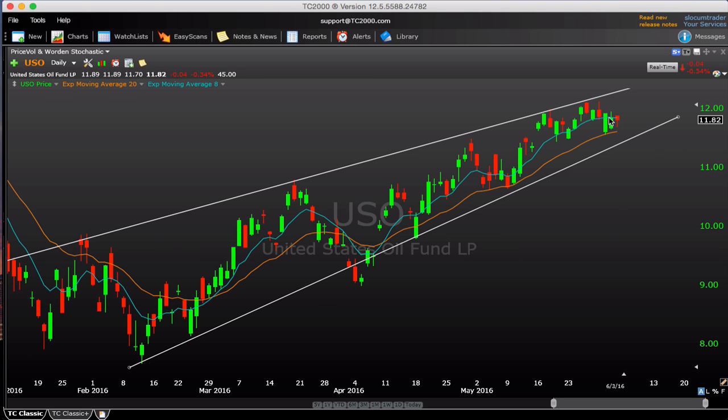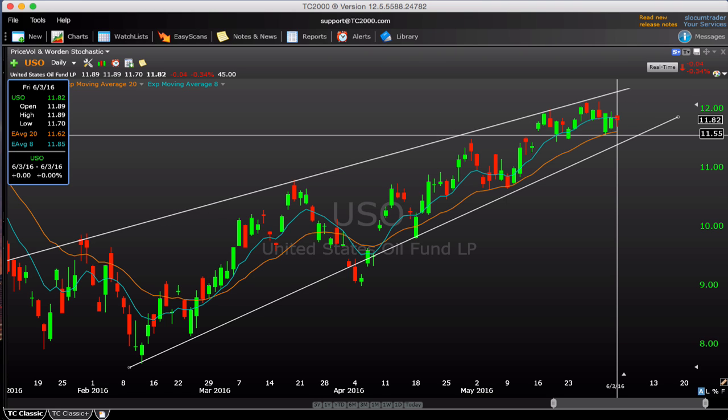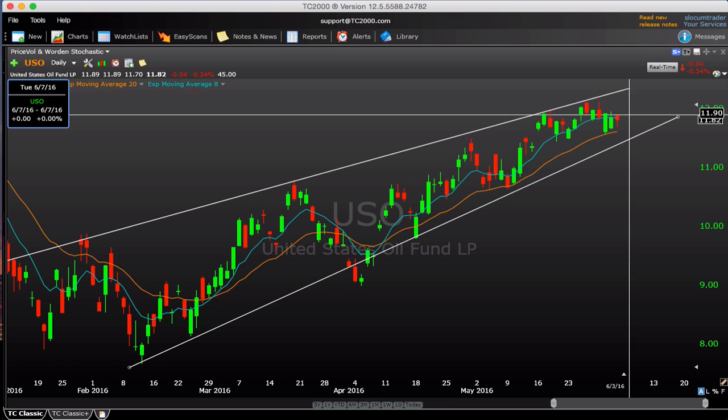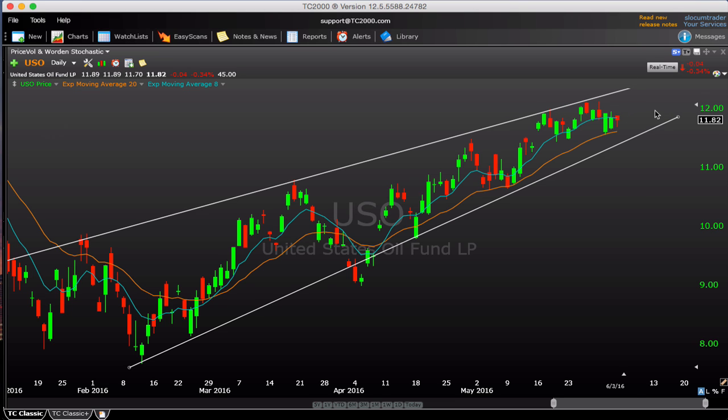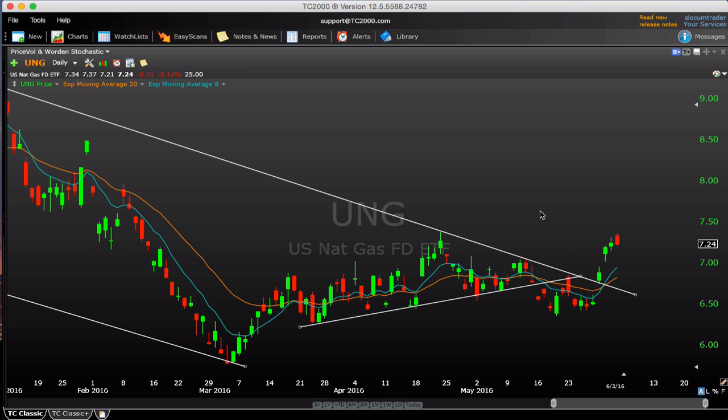USO, not much changed here on Friday, still just moving sideways. We're still long USO, not a big position for us, but we're still long it, waiting to see a little more of a definitive kind of reaction here. We're just going sideways. We either need to break down below 11.50 or we need to break above $12. Let's see which way that wants to lean heading into next week.